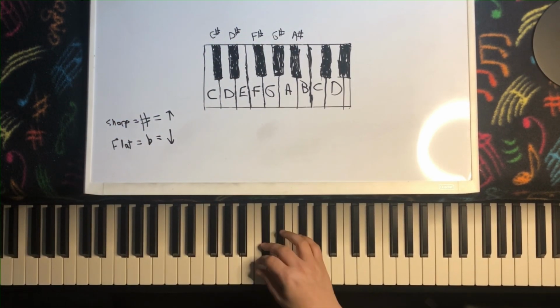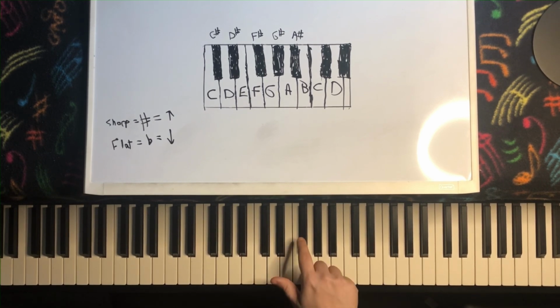Okay, C, C sharp. D, D sharp. F to F sharp. G to G sharp. A to A sharp. Now you might notice there's no flats written in here, and that could be a little confusing. So let's think about this.